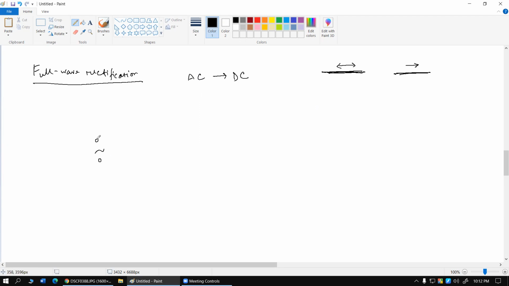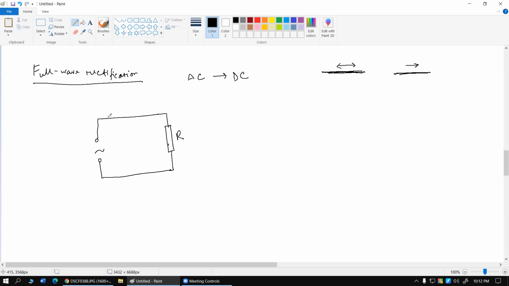Let's say this is an AC supply, and here we have a load. Let's say this is a load resistance R. This load resistance actually means this could be electrical equipment, light, fan, computer, TV, fridge, whatever.